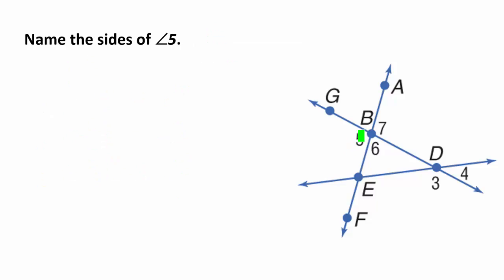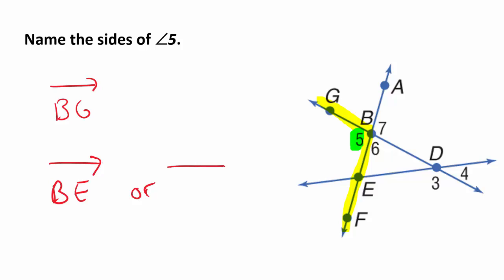Let's name the sides of angle number 5, which is that one there. So we know that our sides, we're just going to highlight them. And we can start by naming our sides. Remember, they're going to be rays. So I'm going to start off with our vertex, ray BG. And then our second ray is going to be BE. That second ray can also be named BF, only because it starts at B and it passes through both of those points. So you can name it either or, BE or BF.